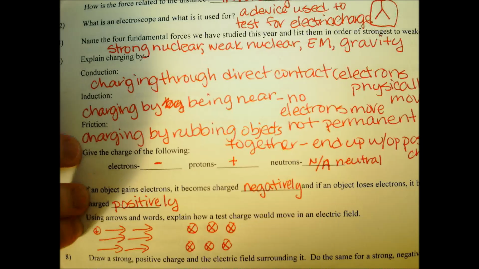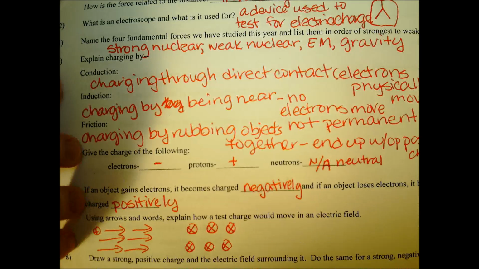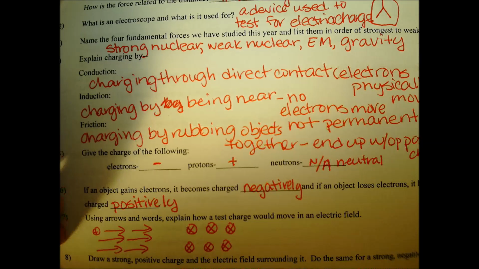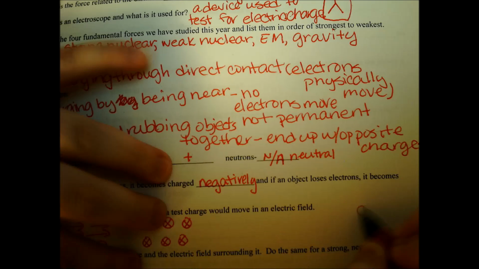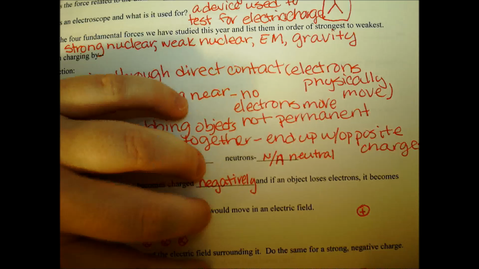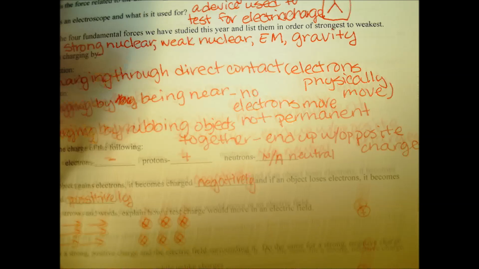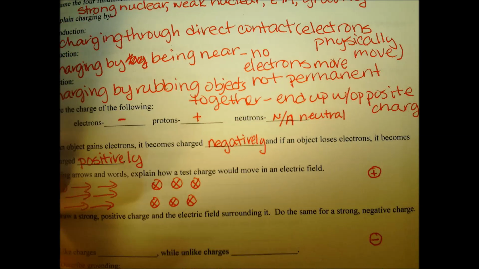Awesome. Okay, draw a strong positive charge and the electric field surrounding it. Do the same for a strong negative charge. Alright, I'm going to kind of do these off to the side. So here's our positive charge. Here's our negative charge. Remember, for both of these, we draw how they would affect that little positive test charge.